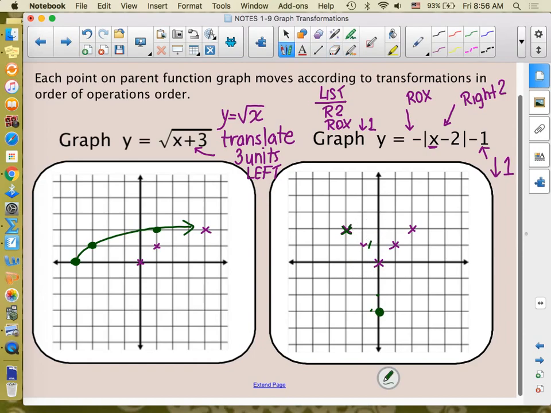Kind of crazy. All right, my final resting place for this next one right here, it's going to have to go to the right 2, flip over the x-axis, and down 1. This one at the origin has to move to the right 2. As I flip over the x-axis, nothing will happen, and down 1. When it flips over the x-axis, it's already on the x-axis. All right, at this point, to the right 2, flip over, down 1, you're starting to see your absolute value V form exactly where it needs to be for my new function.